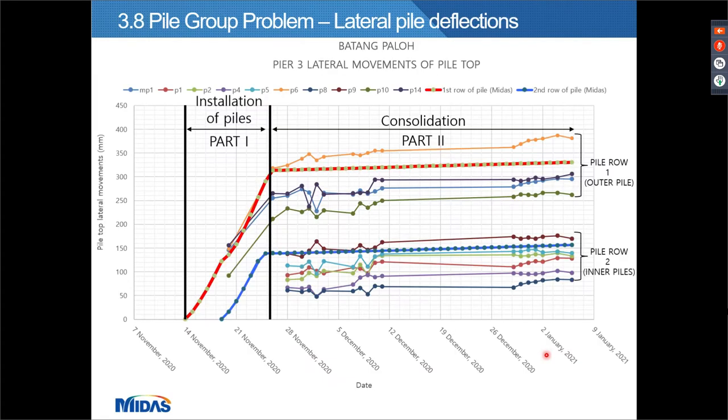This is the measured lateral deflection at the pile head towards the river. The thin lines are the measured lateral movement of the pile top for pile row number 1, and this group is the movement for pile row number 2. This is the outer pile, this is the inner pile.